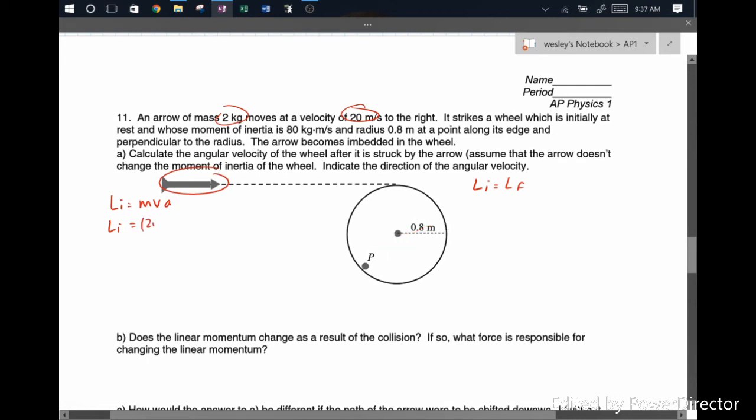So it's going to be 2 kilograms times 20 meters per second times 0.8 meters. So the initial angular momentum of this system, because my line of action is here, and this is the distance between my line of action and the pivot for the system, 0.8 meters, comes out to be 32 kilogram meters squared per second.